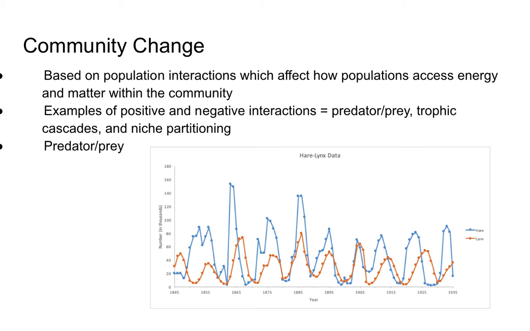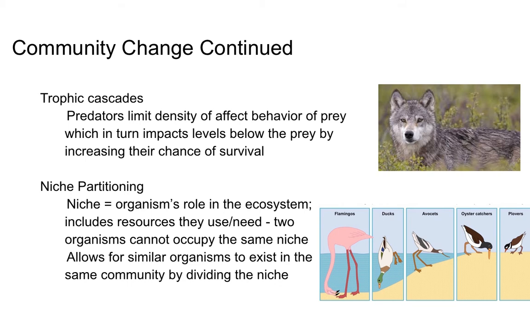For graphs that represent community change, expect to see at least two sets of lines or variables happening, because you're always looking at how one thing is affecting another. So let's start with trophic cascades.